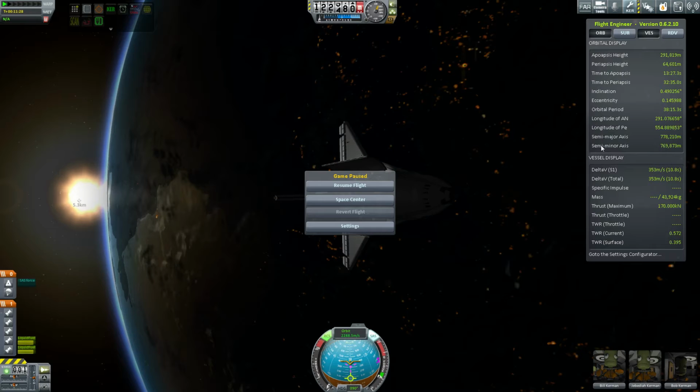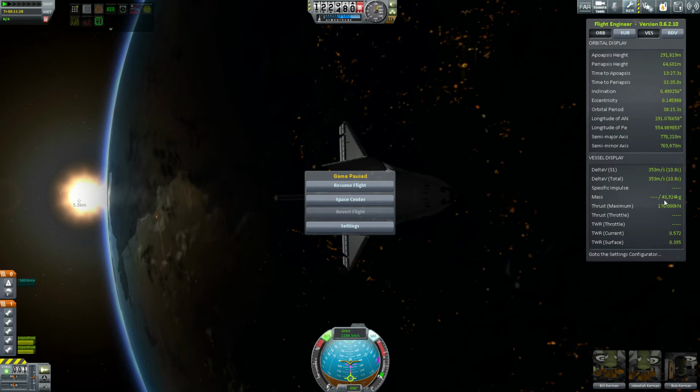So now that you know how much faster you need to accelerate at the apoapse, you need to take your vehicle's capabilities in mind so you can find out how long that burn is going to take. And the equation for this is very simple. It's mass times delta V equals force times delta T. And this is where Kerbal Engineer comes in really handy.